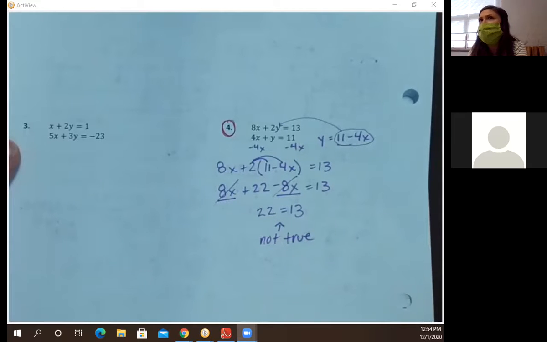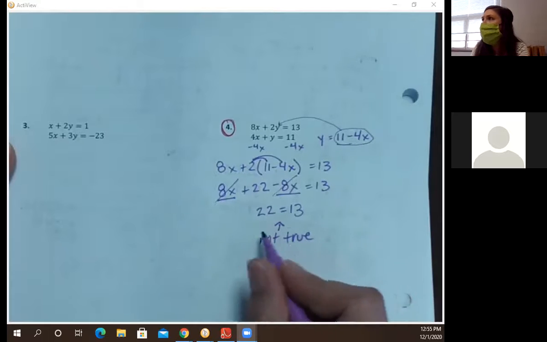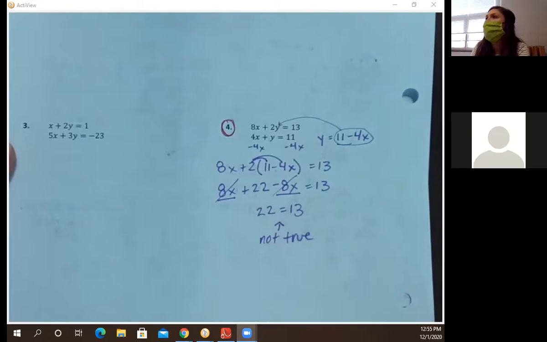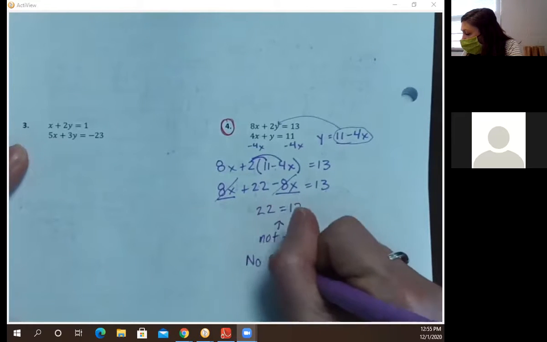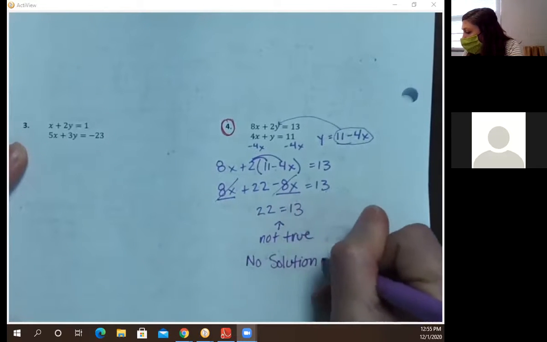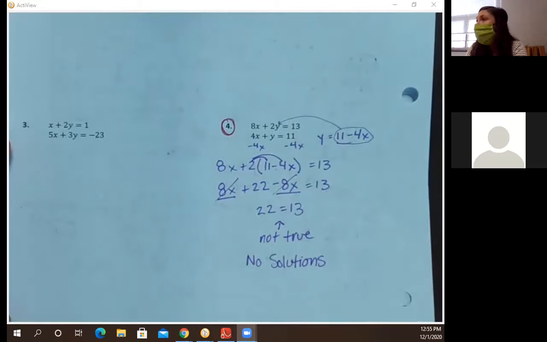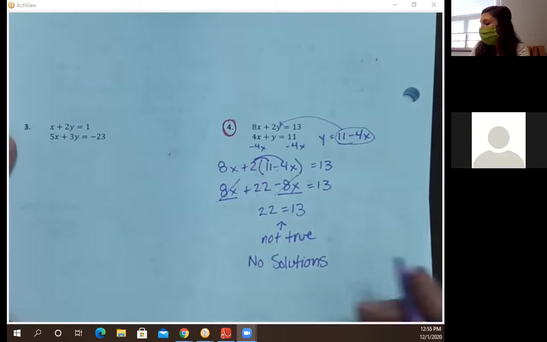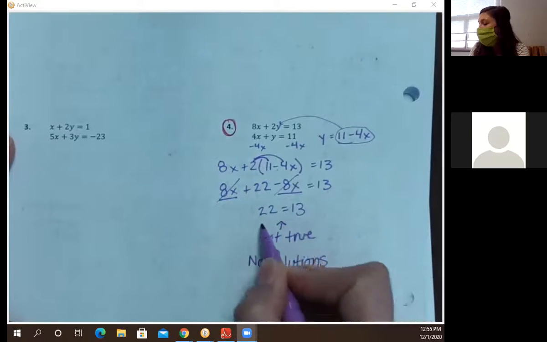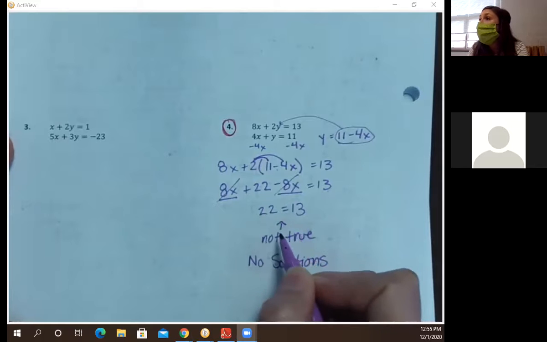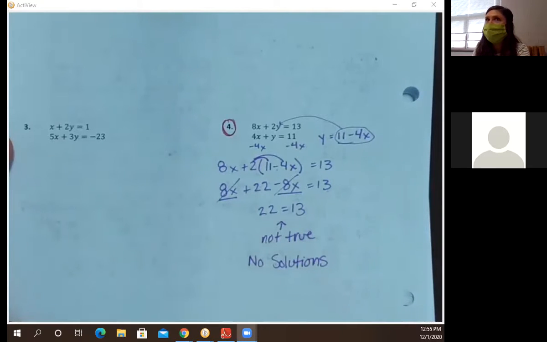So what do you think that means for my solutions here? I have no x's and no y's to solve for, and I've got something that's not true. Yeah, this means that I've got no solutions. On our graphs, no solutions look like parallel lines because they didn't have an intersection point, there was no solution. Algebraically, if I get an equation with no more variables that's not true, that's going to give me no solution.